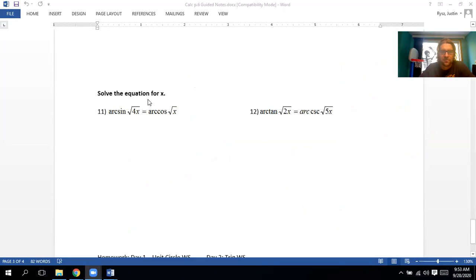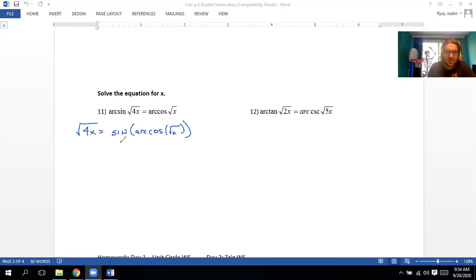Let's see, we want to find the equation for x. We're going to find x when the arc sine of radical 4x equals the arc cosine of radical x. Let's just start on the left. I always like to clean up the left a little bit more. If I wanted to get rid of this arc sine, I would have to take the sine of the other side. So I get radical 4x equals the sine of the arc cosine, which is the same thing as cosine inverse, just two different ways of writing it, of radical x.